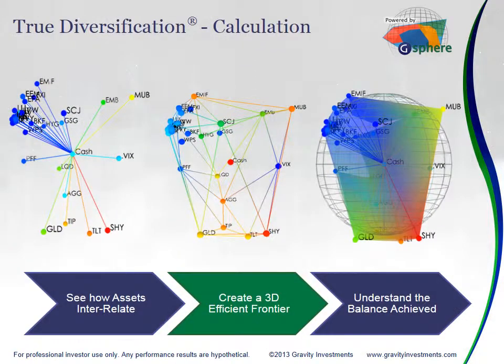From a calculation perspective, we see a few different things. One is we see all these different assets interrelate to one another. All these blue assets that are going in the 10, 11 o'clock zone, those are assets that are going principally the same direction. They're highly correlated to each other.